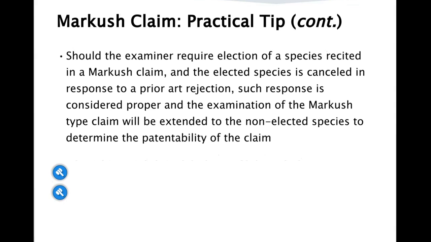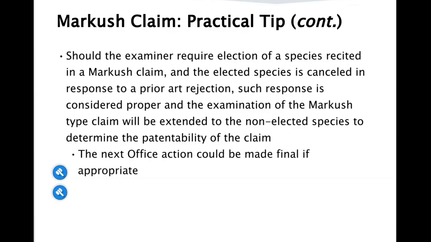When making an election of species requirement recited in a Markush claim, you should keep in mind that if the elected species is canceled in response to a prior art rejection, that response is considered proper. Examination of the Markush claim will be extended to the non-elected species to determine the patentability of the claim. The next office action could be made final if appropriate.